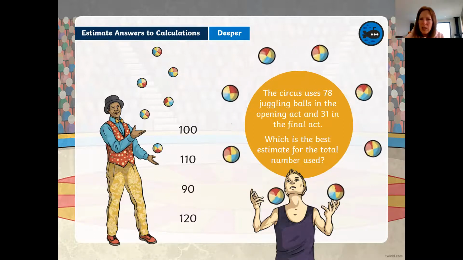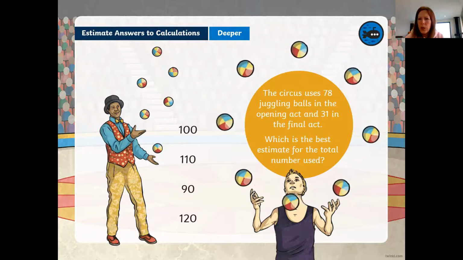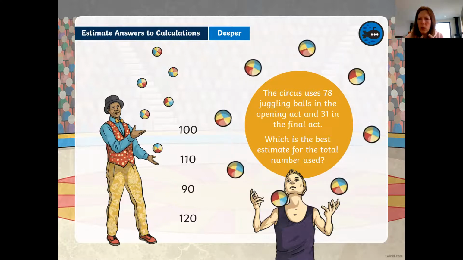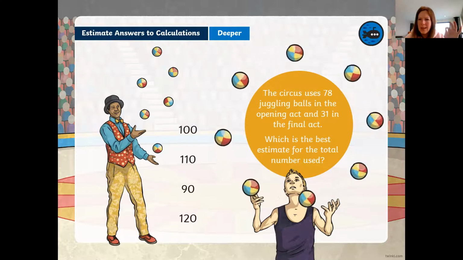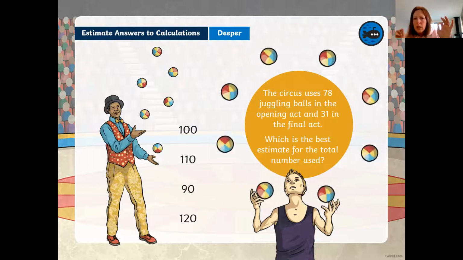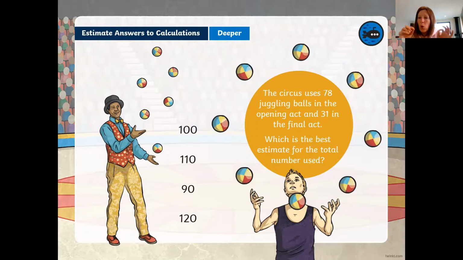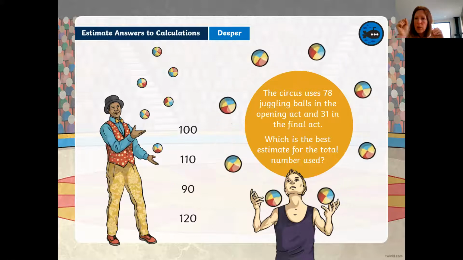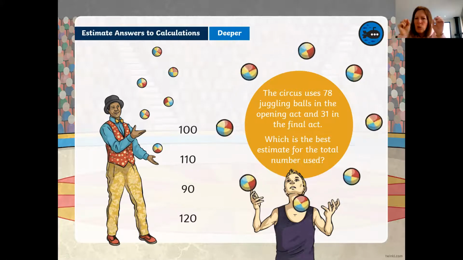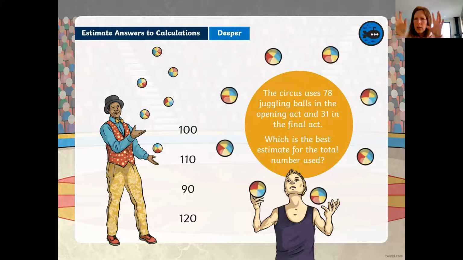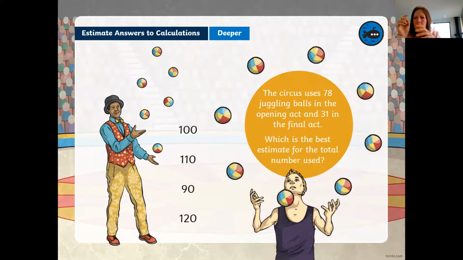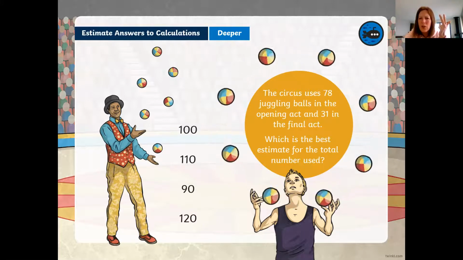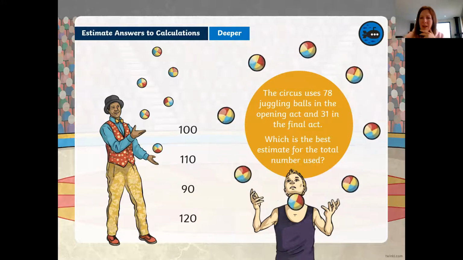So they're using 78 in the opening act. If I was going to round that number, which 10 is 78 closest to? That's right, it's closer to 80, isn't it? So 80 would be an estimate of that number. And then in the final act, they use 31. If I was going to round 31 to the nearest 10, I'd be rounding it to 30. That's what it's closest to. So I've got 80 and 30. If I add those two together, 80, 90, 100, 110. So the best estimate, I think, out of those numbers is 110.